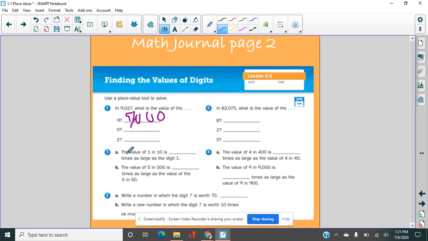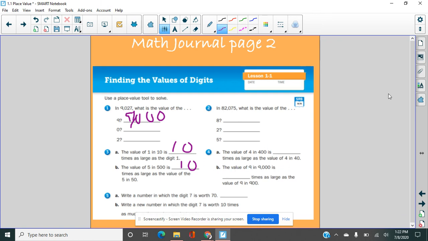Okay. Now looking at number 3, the value of the 1 in 10 is how many times as large as the digit 1. So this is that pattern that we were talking about, right? The value of a 1 in 10 is 10 times as large. Remember, each time we move a digit over to the left, it grows by 10 times. The value of the 5 in 500 is how many times as large as the value of the 5 in 50. So again, right, 10 times. When we go from 50 to 500, that goes up by 10 times.